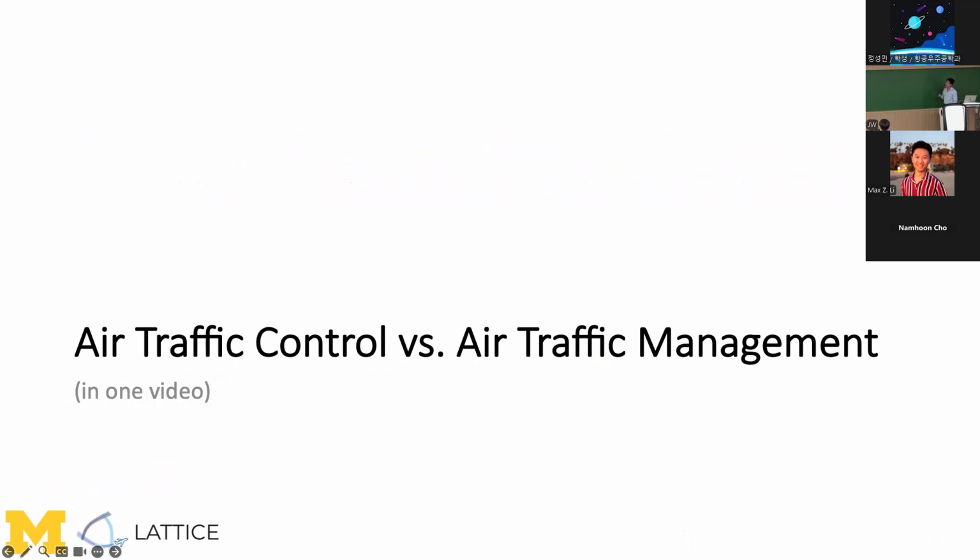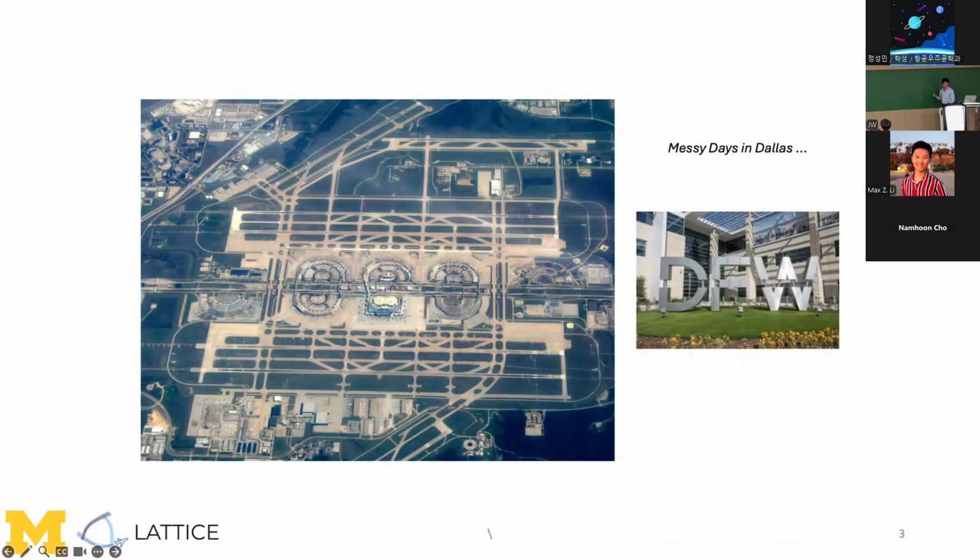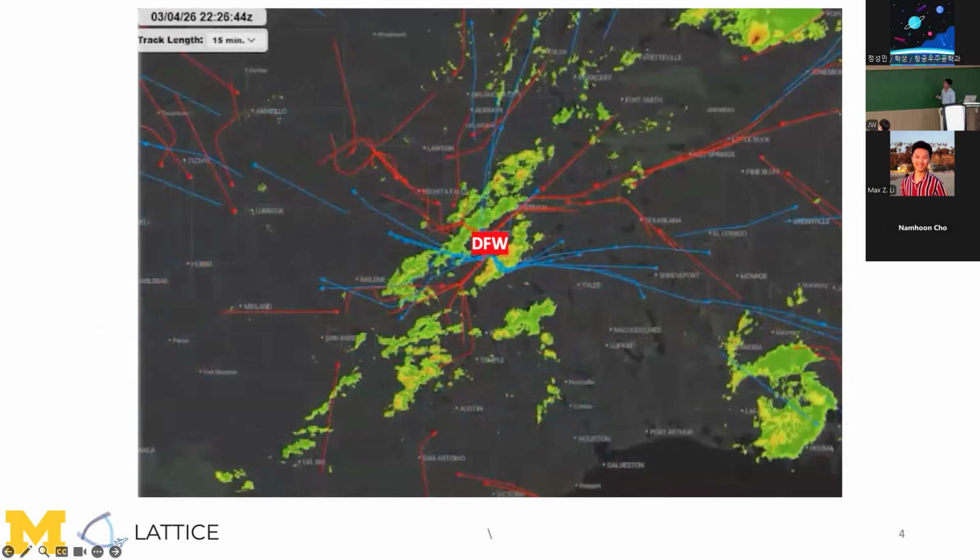this difference clear is through one video focused on Dallas Airport. This is a very large airport in the US, located in Texas. What you're going to see in the next slide, and I'll keep it paused for now, is here is Dallas. And all of the green stuff, that's bad weather. Pilots don't really want to fly through those.